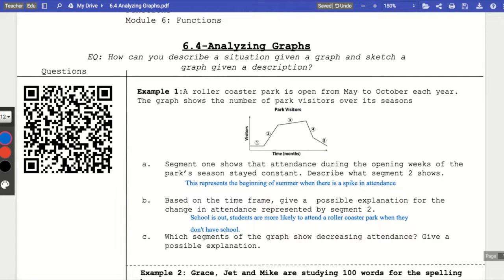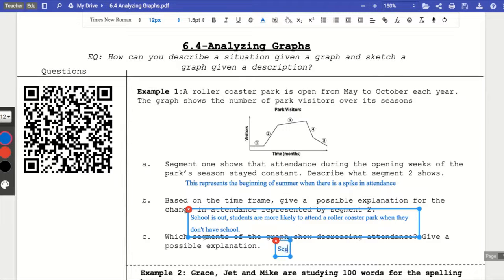So which segments of the graph show decreasing attendance, and give a possible explanation? Well, it's increasing here, and even though it's not increasing as steeply in segment 3, it is still increasing because it's going up from left to right, right? That has a positive slope. So this is increasing, and then here is where we start to see that decrease. So segments 4 and 5.